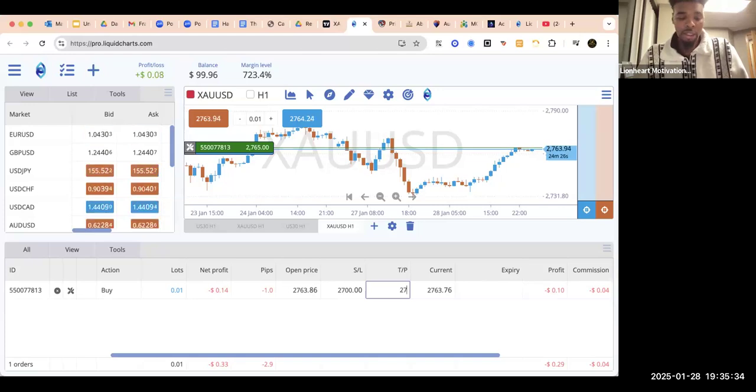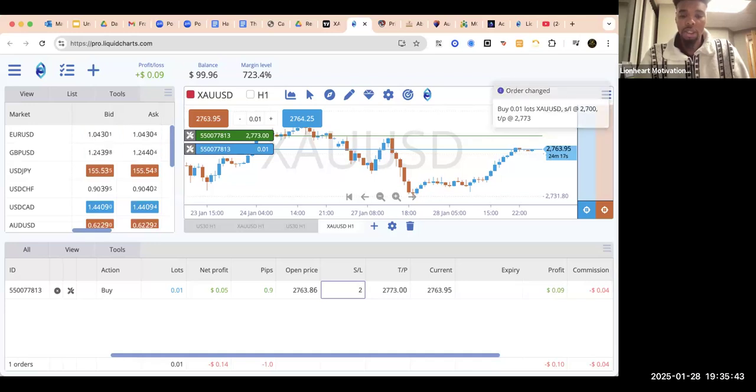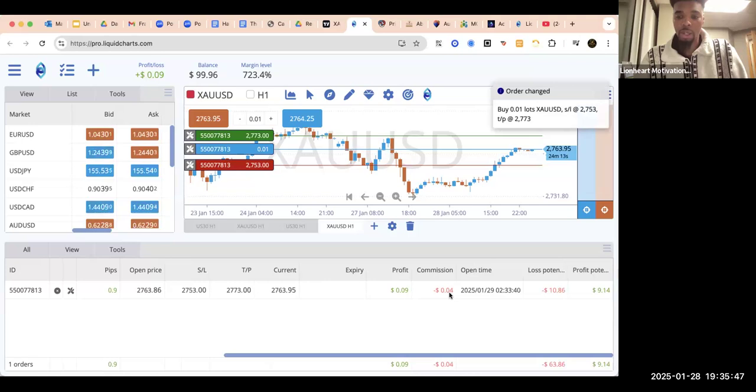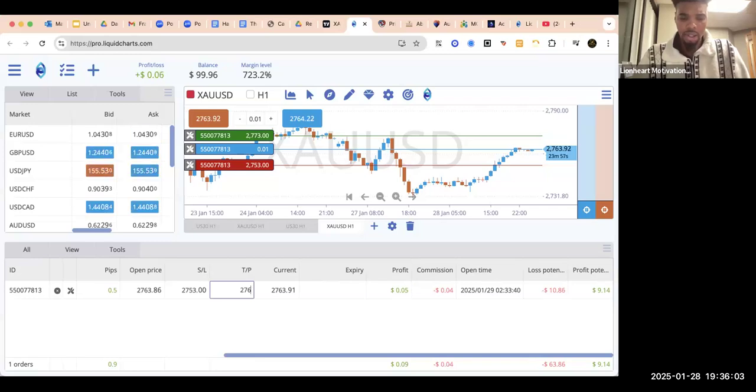So I'm gonna do 2773 take profit, and then 2753. That's a 1-to-1 ratio right there. So now we're going to go back over here. That's still a little short, but it's mainly because of where we're at. Let's be a little more exact: 2760, 73, 86.